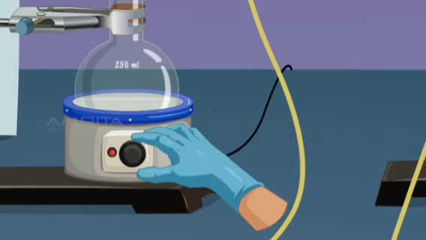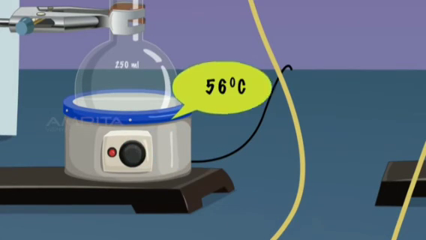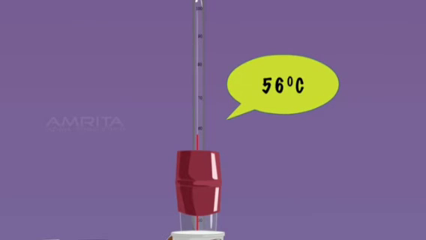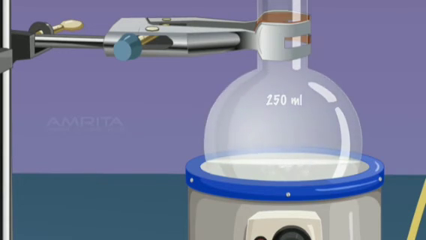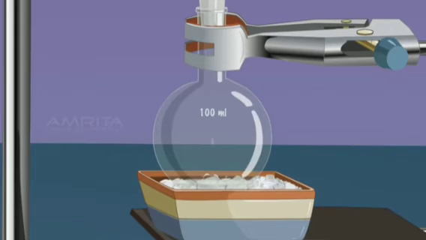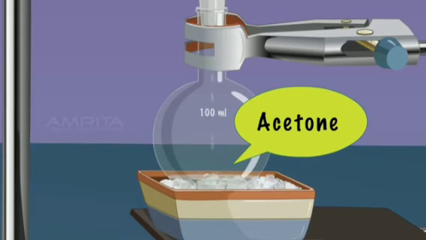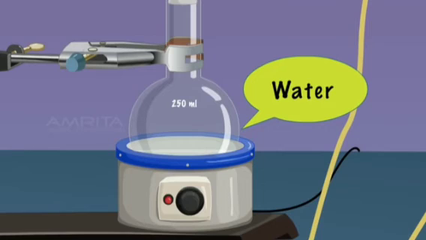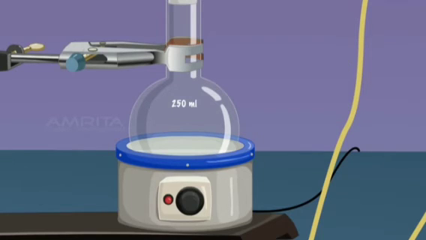Set the temperature of the heating mantle to 56 degrees and heat the mixture to boil. At 56 degrees, acetone vaporizes and the vapors pass through the condenser and condensation occurs. The acetone is collected in the receiver flask in a liquid form. Water is left behind in the distillation flask.